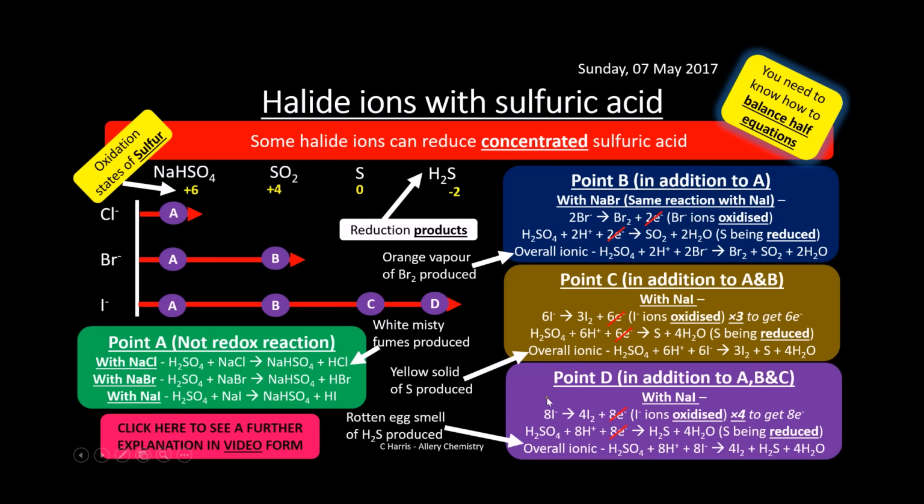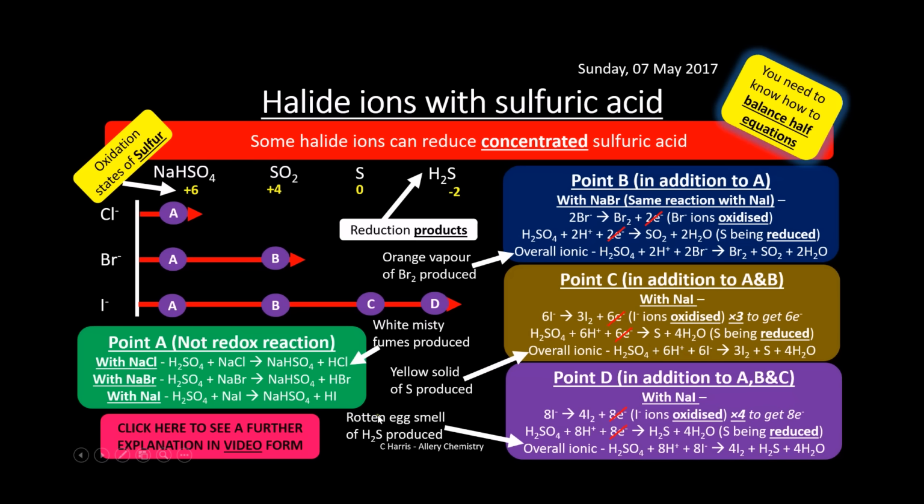Again, same thing. We're just going from I⁻ to I₂, just balancing out. Sulfuric acid this time, we're forming H₂S, hydrogen sulfide, we call it, which is this one here. And the overall ionic equation, just like before. Again, we've got to multiply this top one by 4 to make sure we get 8 electrons on both sides.